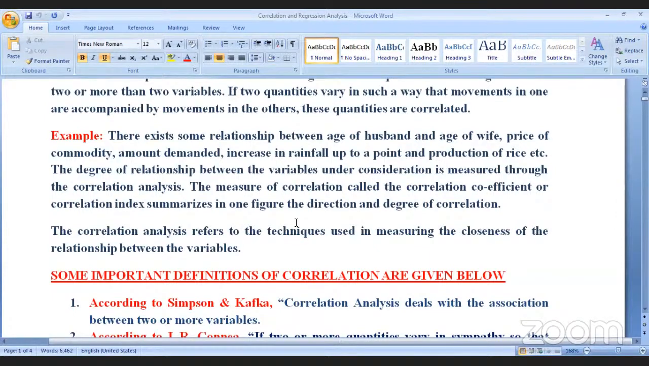The degree of relationship between the variables under consideration is measured through the correlation analysis. The measure of correlation is called the correlation coefficient and the correlation index. It summarizes in one figure the direction and degree of correlation. Next, correlation analysis refers to the techniques used in measuring the closeness of the relationship between the variables.